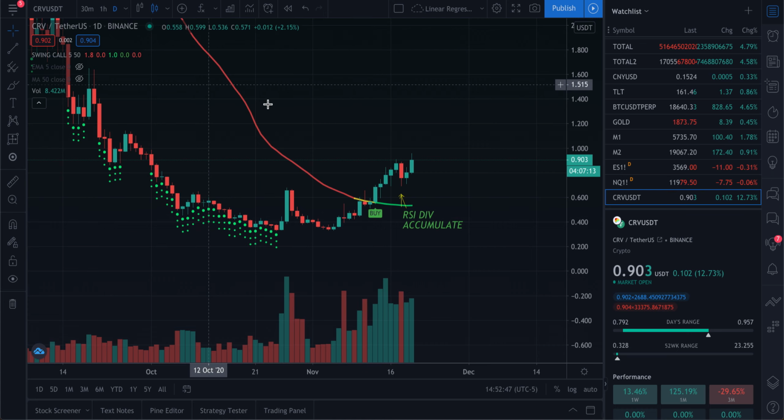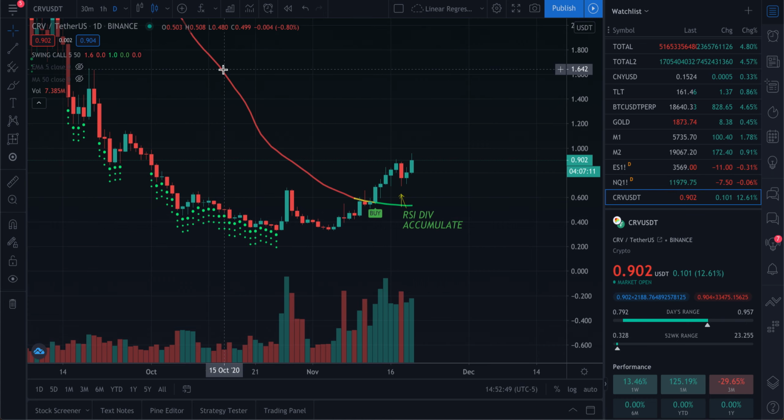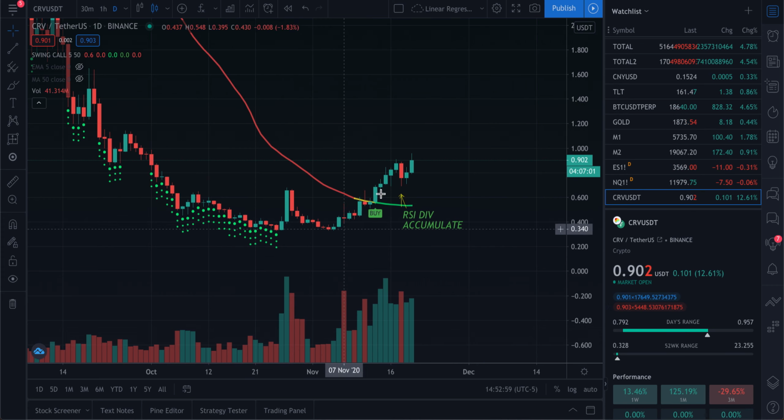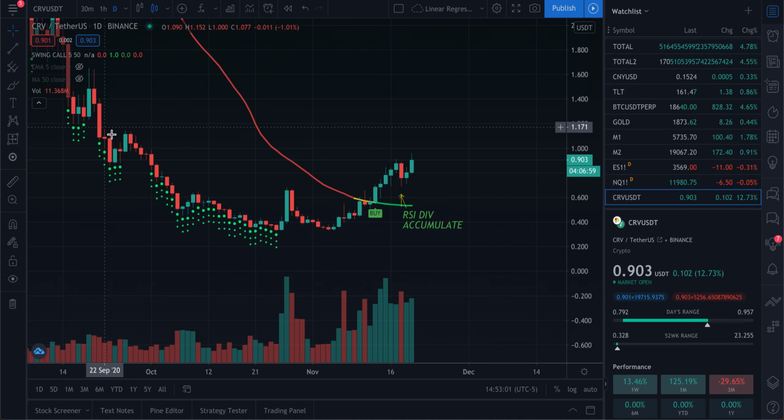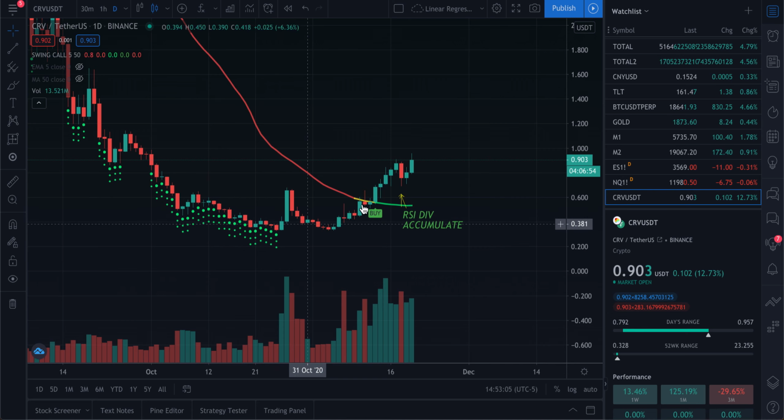Okay, so this is a script that uses exponential moving average and a regular moving average to tell you when to buy. Basically, it's a 50-day moving average that has a 5-day exponential moving average attached to it as well. Whenever the 50 and the 5 cross, it will tell you to buy.